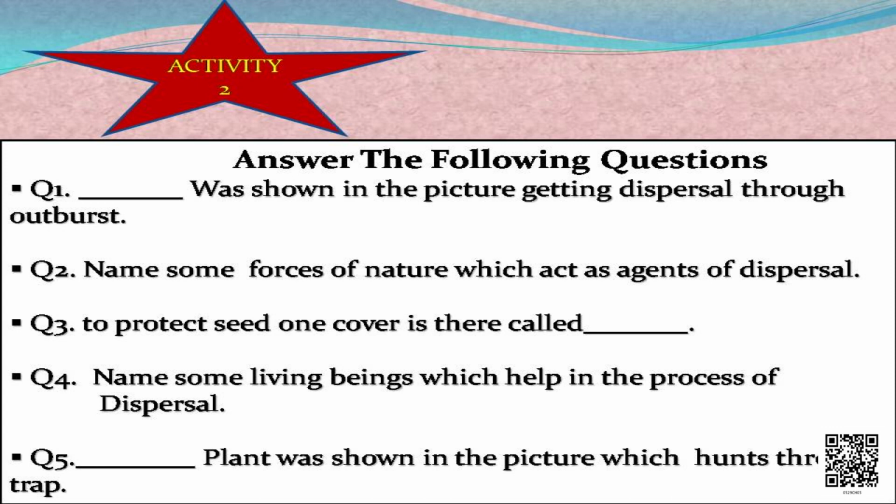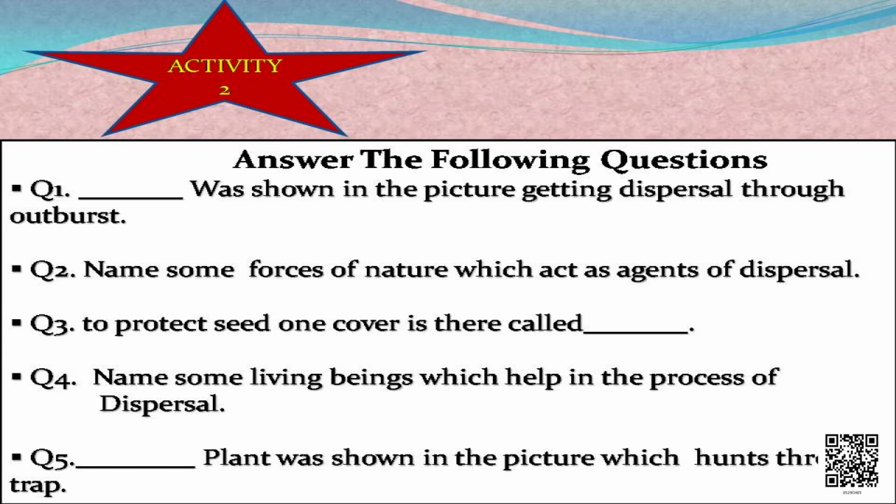Next question. To protect the seed, one cover is there. It is called dash. The next question we have is, name some living beings which help in the process of dispersal. Do you remember them? Last one. This plant was shown in the picture which hunts through a trap. All these questions are so interesting and so easy. I know all of you would have already solved this, but still let us check whether you are right or wrong. So, let me tell you the answers.